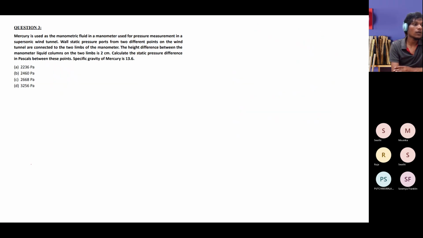So here we have a manometric kind of question that we are seeing now. Let me read the question for you. In this question, mercury is used as a manometric fluid. We have mercury as the manometric fluid for this experimental setup in the manometer.